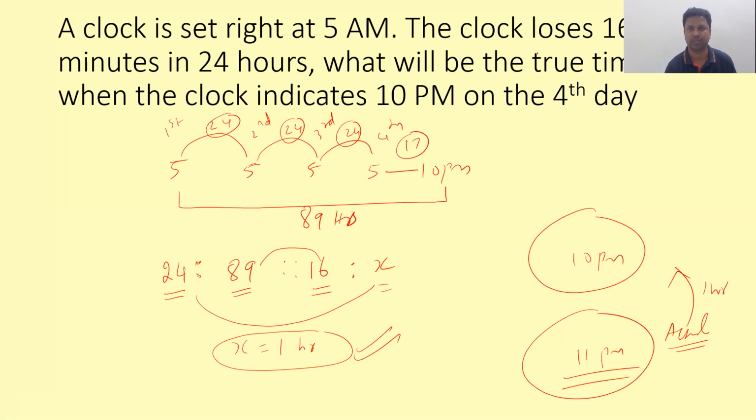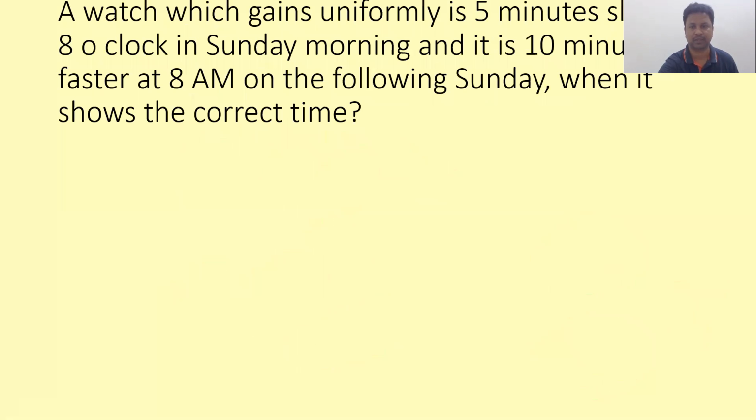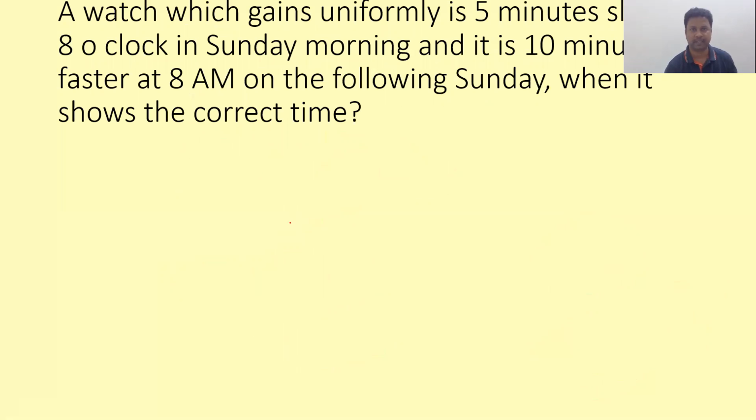The question is what? It is losing 60 minutes for every 24 hours. Correct? Okay. And the second variety is uniformly gaining. Faulty clock: a clock which gains uniformly is 5 minutes slow at 8 o'clock on Sunday. Okay, it is 5 minutes slow.